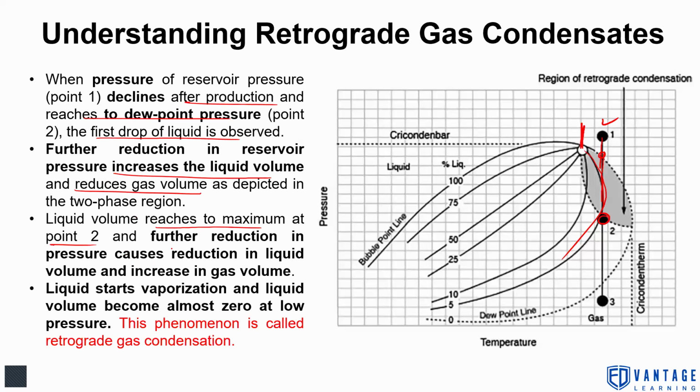And further reduction in pressure causes reduction in liquid volume and increase in gas volume again. So liquid starts vaporization and liquid volume becomes almost zero at low pressure. This phenomenon is called retrograde gas condensation. Okay. Similarly, we have another fluid which is called near critical retrograde gas condensate. So this point is close to the critical point in that reservoir.